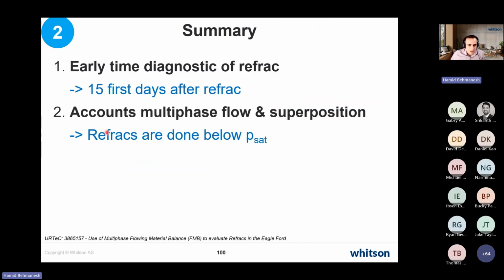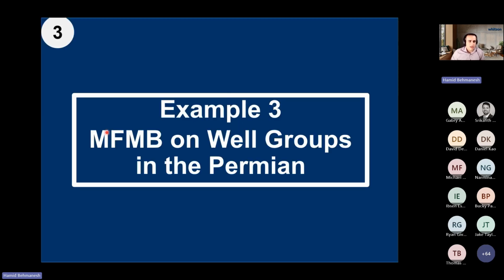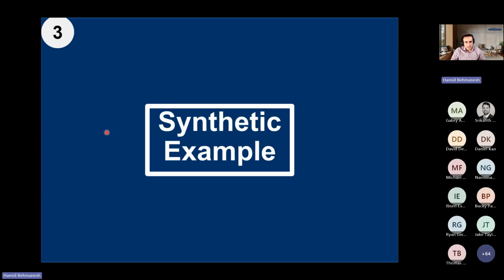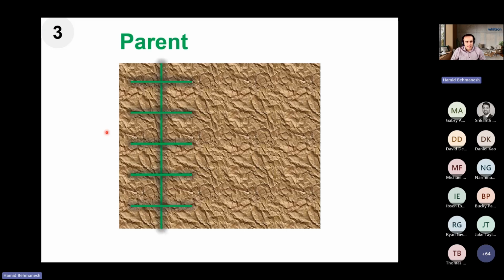And in summary, this is the summary of the paper. In the third example, we're going to walk you through it here, and then we have another 10 minutes break before we hit the exercise. So it's a multi-phase FMB on the group of wells. Let's start with the synthetic case.